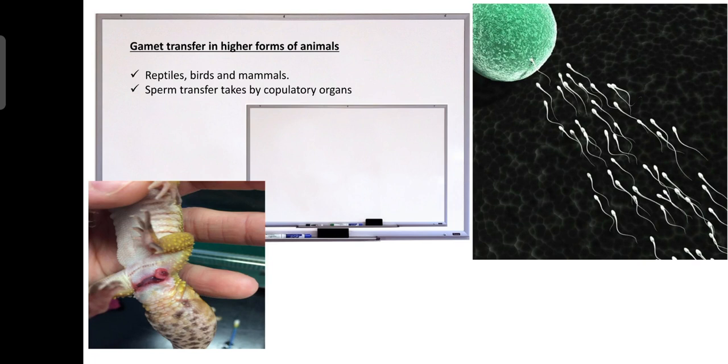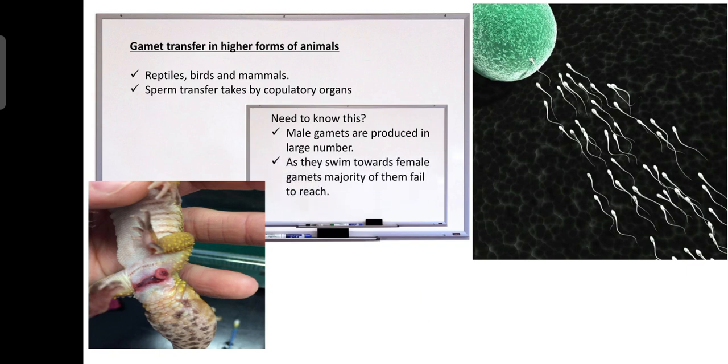If you look at this slide, you can find there is a copulatory organ here that is involved in transferring the male gamete to the female body. You should remember one thing here. The number of male gametes produced is always more, because when they move towards the female gamete, the majority of them fail to reach. To compensate for this, the male gametes are produced in several thousands of times.